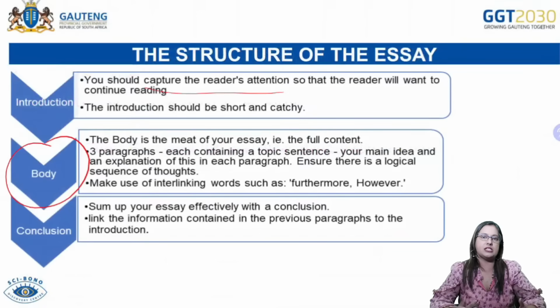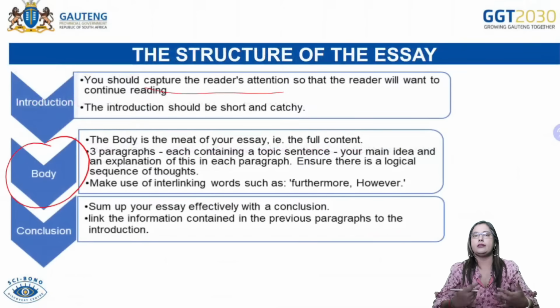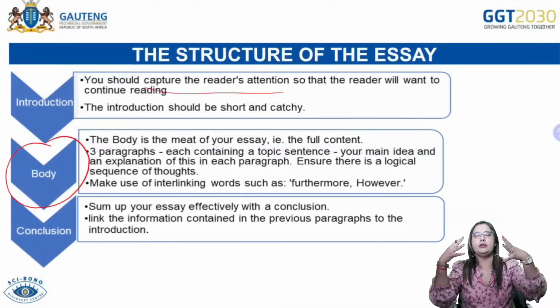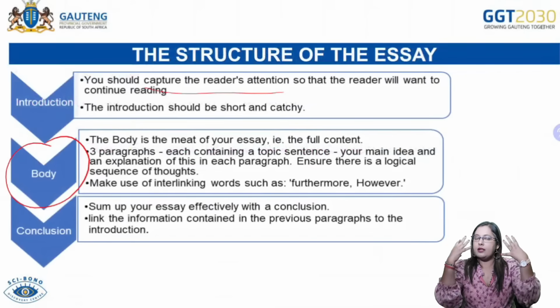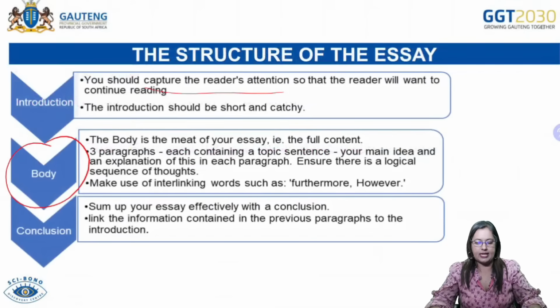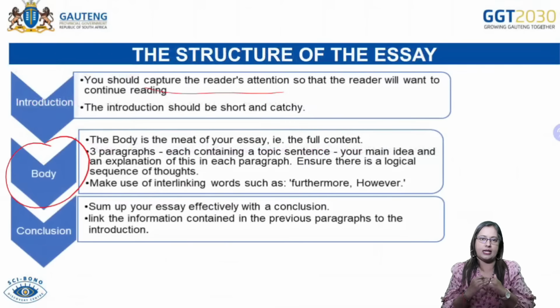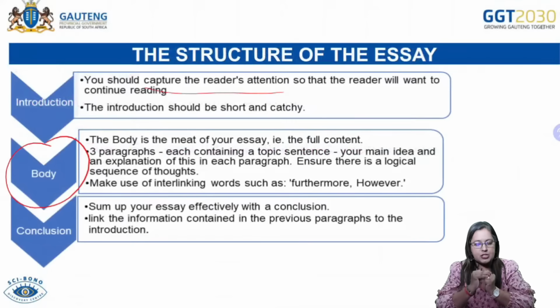If you imagine somebody's face, for example, think about a face. What will appeal to you first? Then you talk about those things. The body is obviously where you're going to put the meat on in terms of the ideas that you have come up with. So it's the meat of the essay, it's the full content. Here we're saying about 3 to 4 paragraphs is what you are looking for with the body, okay?